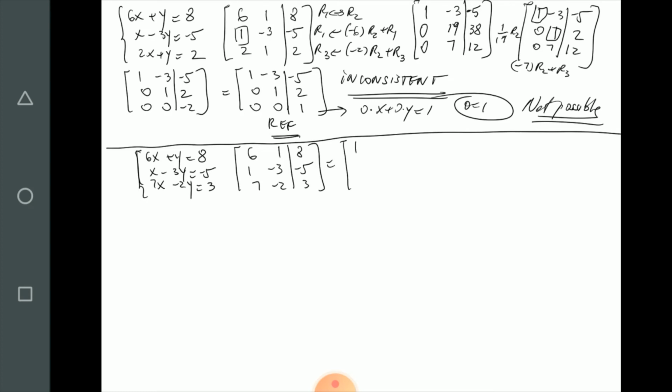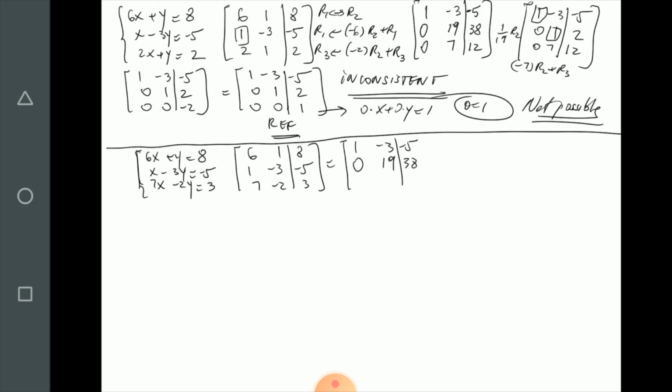The first steps are really the same as before. Interchange, make zeros. So minus 6 plus 6, 0. This is 19. Let's see, 38 as well. That doesn't change. And now pay attention to how the last row changes. I have to multiply again by minus 7 this time and add.